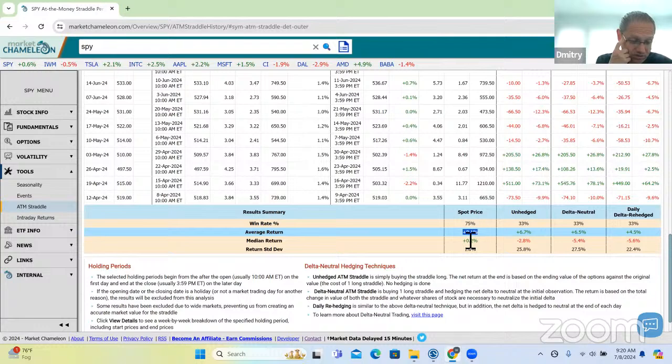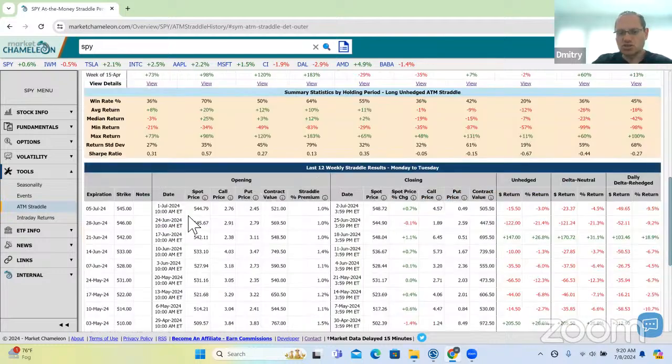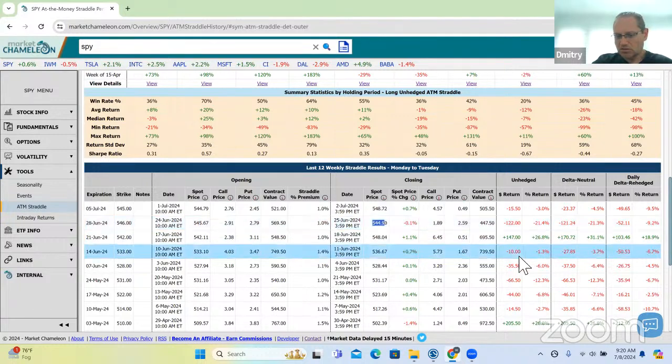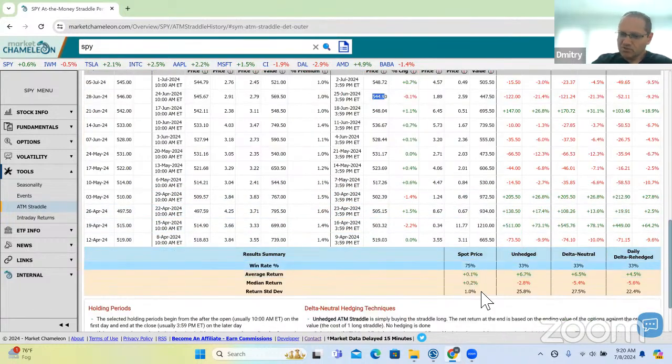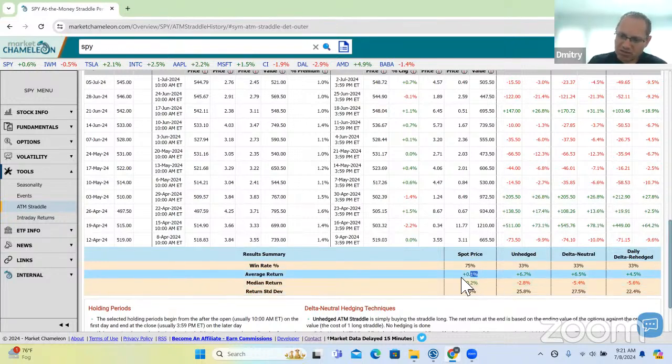So how do we get to that? Sorry, the average return from the Monday to Tuesday period, right? So this would be at 10 a.m. on Monday to end of day Tuesday. Okay, that's what we're tracking here. So we see here 75% of the time the stock increased during that period. The average return was 0.1%.